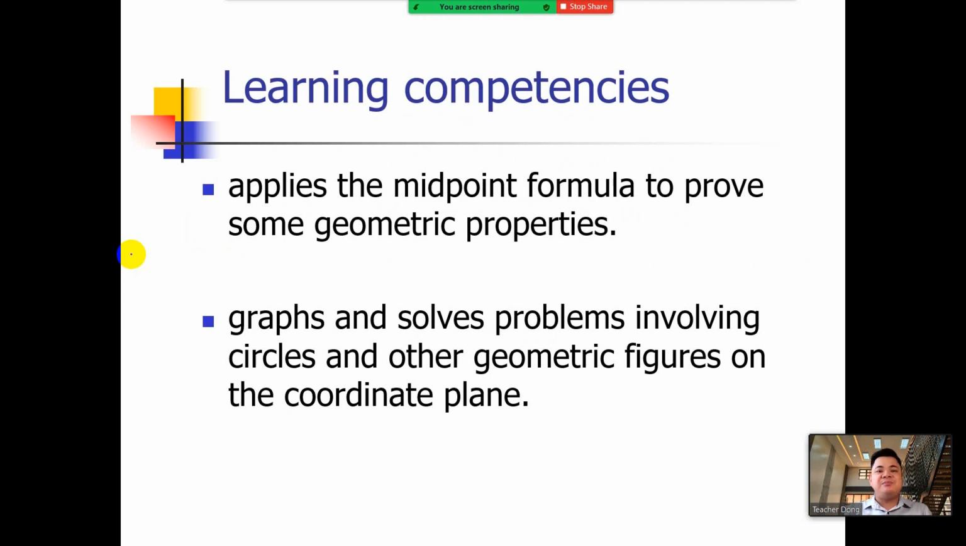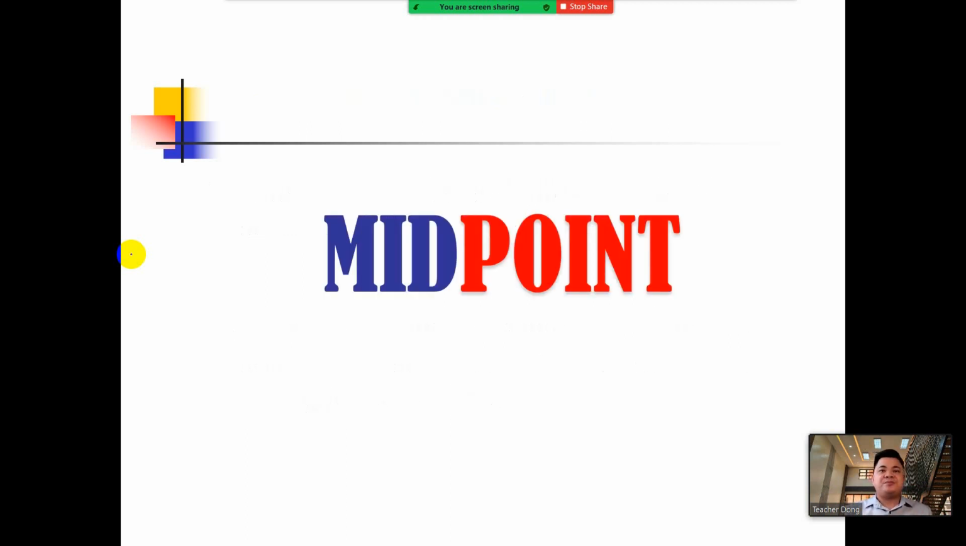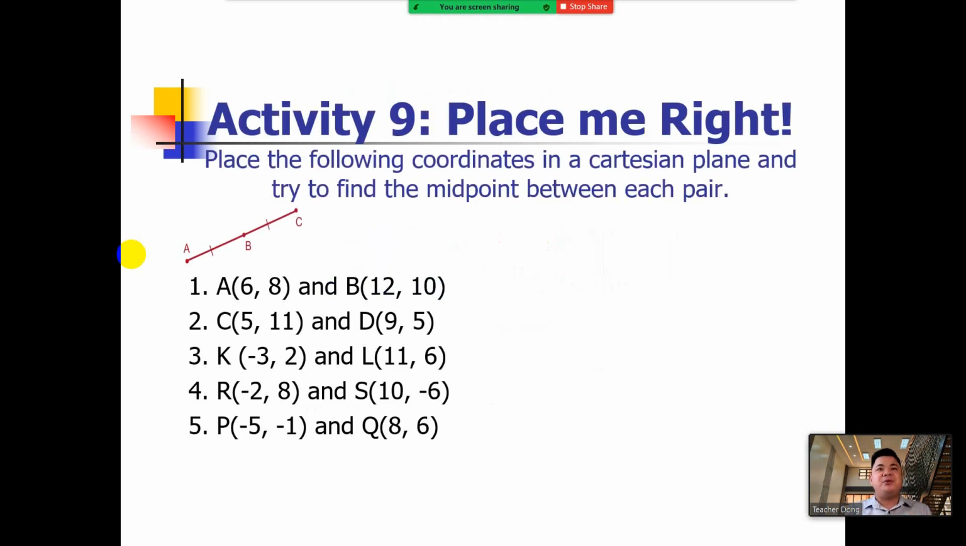If you are going to ask me how they are related, we are going to use the midpoint formula using some geometric properties that are being placed in the coordinate plane. That's why I'm asking those who are watching right now to prepare your graphing papers, pencil, pen, and ruler so that you can follow with the discussion. Now, let's talk first about the midpoint.